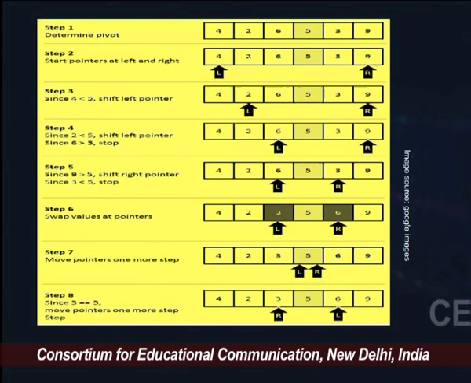Similarly, the right pointer has also shifted one step towards the left, and both the pointers have met. So we will stop repeating this process. Now please see that on the left side of the pivot we have 4, 2, 3, which are the elements less than the pivot, and on the right side of the pivot we have elements 6 and 9, which are more than the pivot.